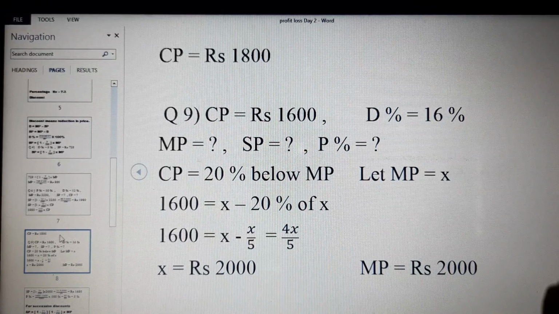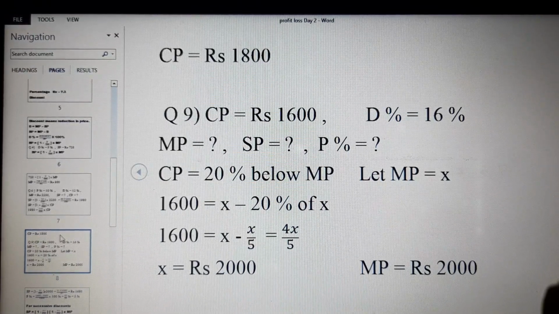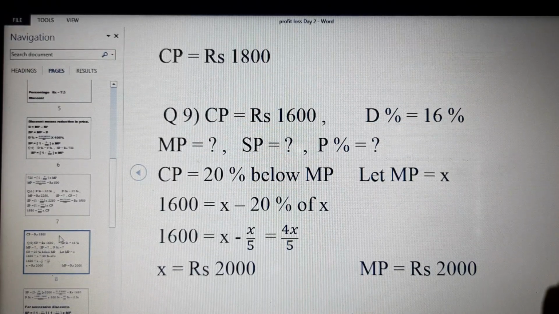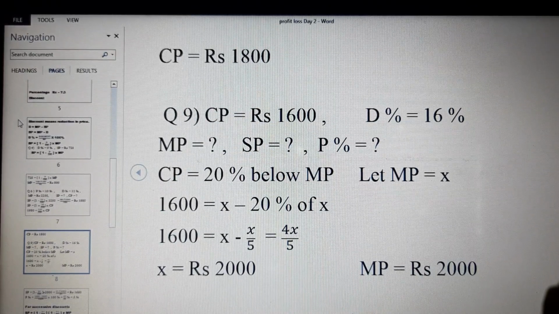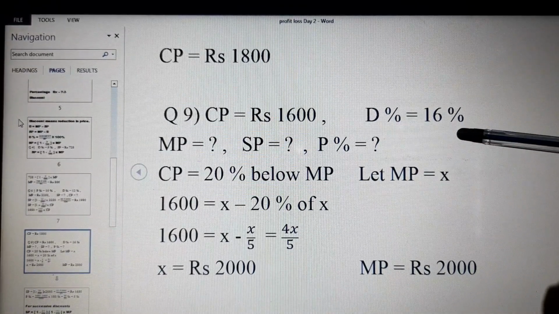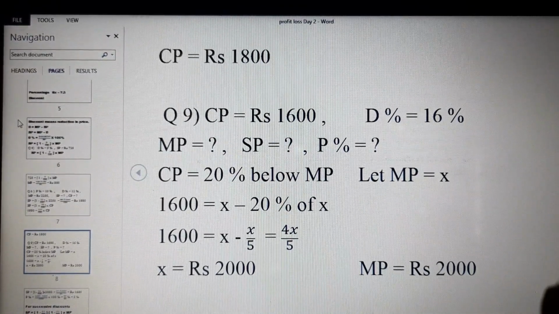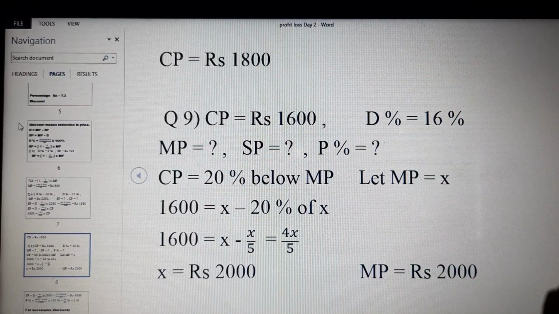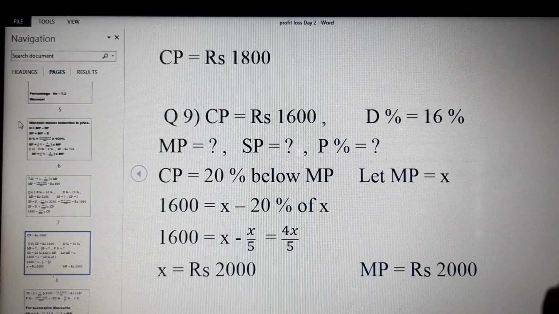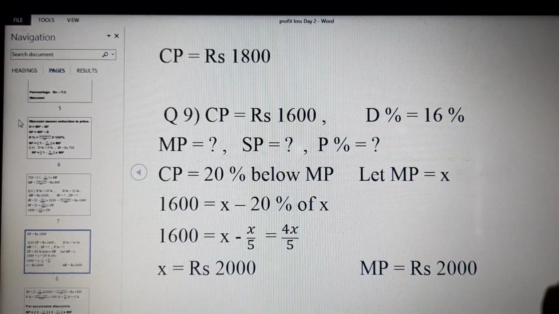Okay. Now moving on to the next question. Next question is also something like that, but there is one additional thing. They have given cost price. That cost price is 1,600 rupees. Discount percent is 16% and they have not given even profit percent also. Three things are missing. MP is missing, SP is missing and profit percent is missing. But one more thing they have given.